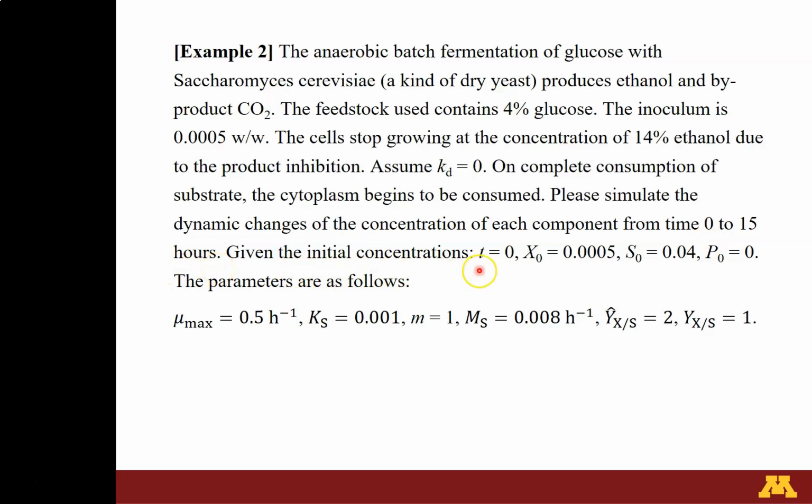Given the initial condition here, this is actually summarized from here. X0, S0 is the initial glucose concentration. P0, the product, 0, etc.